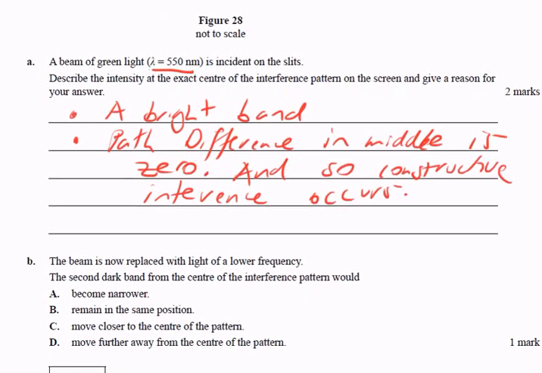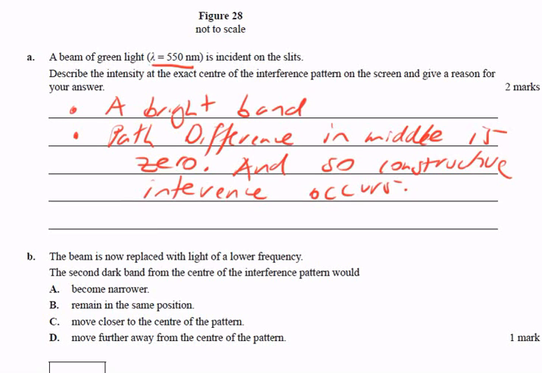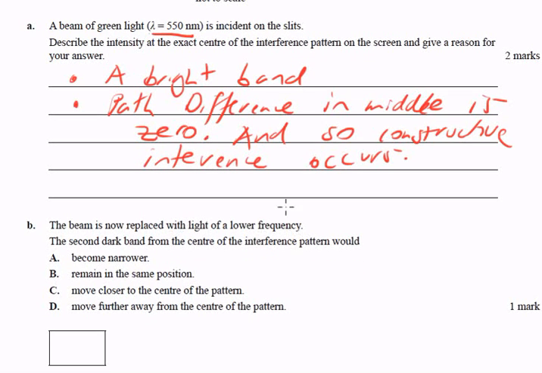Alright, the beam is now replaced with light of a lower frequency. The second dark band from the interference pattern would... So when you change the frequency, or you change the size of the slits, or you change the distance from the screen to the slits, what you end up doing is spreading them out or making them closer together. So we've just got to figure out which one of those is going to be spread out or closer together, these interference patterns.